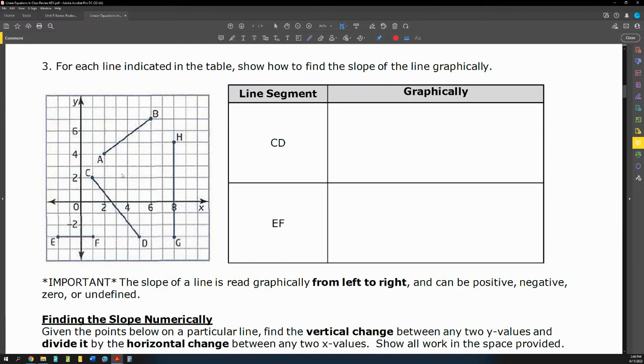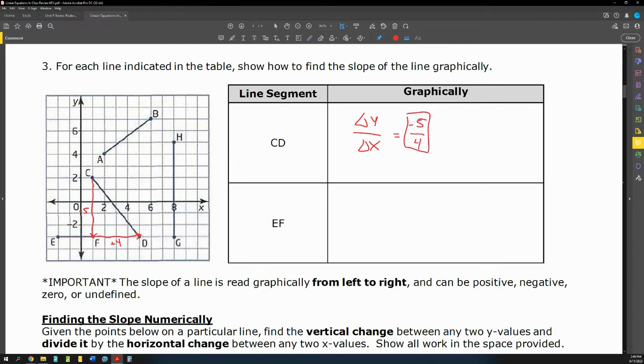So on the left, I'm looking at segment CD. To find the slope graphically of segment CD, I'm going to start from the left-hand point and move to the right-hand point. So I see that C. We're going to go down 1, 2, 3, 4, 5. So we're going down 5. And we're going to the right 1, 2, 3, 4. So we're going to the right 4. Because we're going down, this is the negative y direction, and going to the right is the positive x direction.